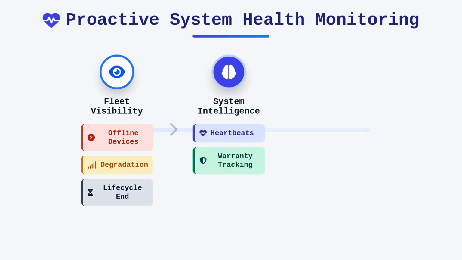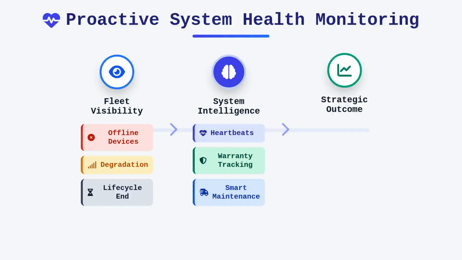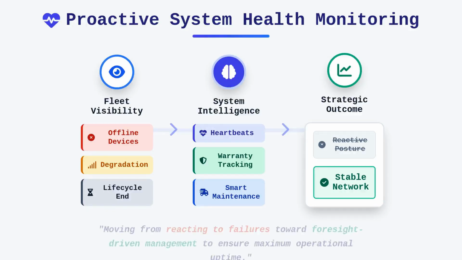If a device stops responding to heartbeats, the system logs the incident, allowing you to prioritize your maintenance trips based on actual system intelligence. By integrating these lifecycle tracking features into your daily management routine, you move away from a reactive posture and toward a stable, manageable network environment.